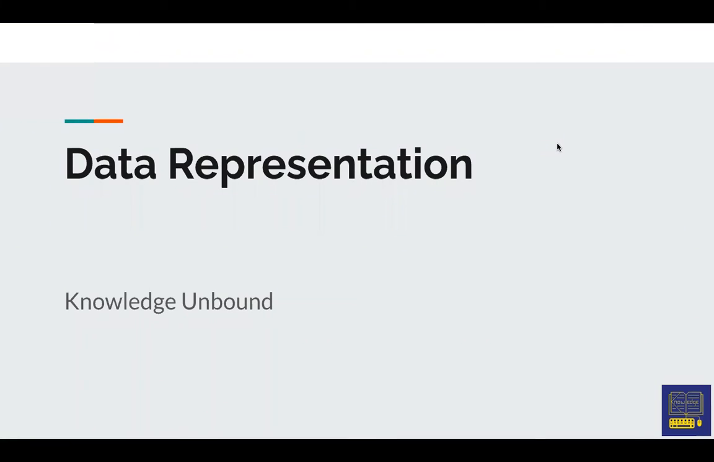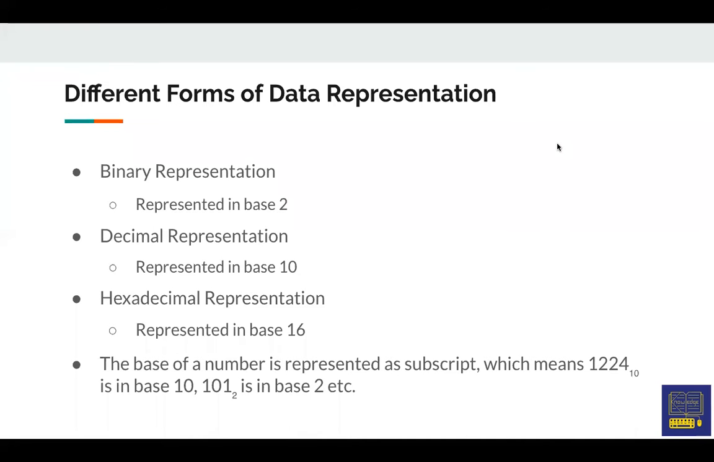All right. So basically, we'll be discussing data representation today, and data representation is just an overview of the different kinds of storage methods that we use. These are basically different forms of storage. So the idea is that there are three different forms of data representation, which is essentially binary, decimal, and hexadecimal.